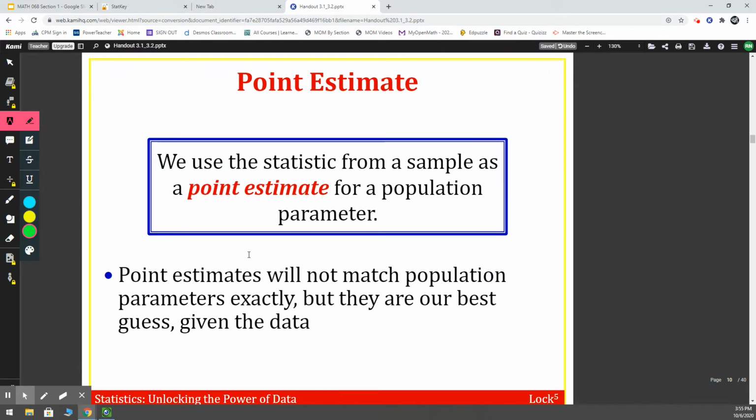A point estimate is a number that we create as a reference to a population parameter. It comes from a statistic, however, it points to a population parameter. A point estimate will not match the population parameter exactly, but it is our best guess given the data that we have. That's why they're sometimes called best point estimates.